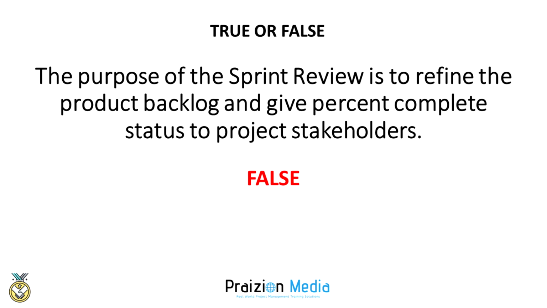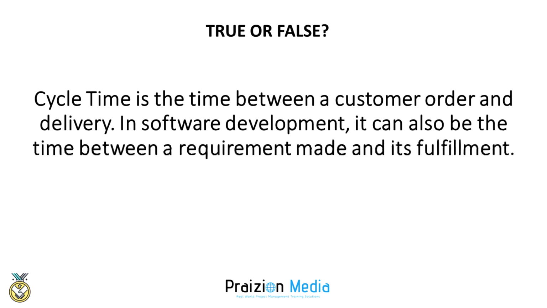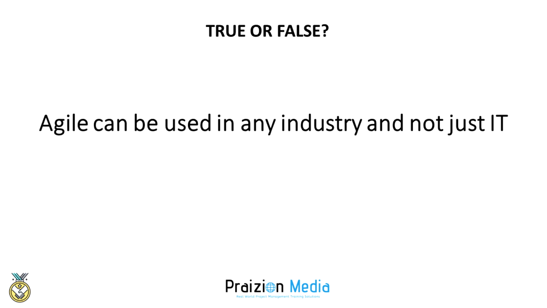False. Cycle time is the time between a customer order and delivery. In software development, it can also be the time between a requirement made and its fulfillment. False. Agile can be used in any industry and not just IT.